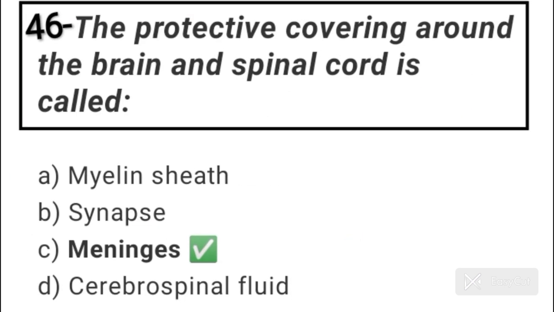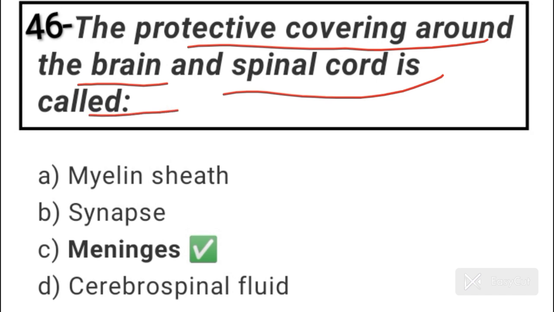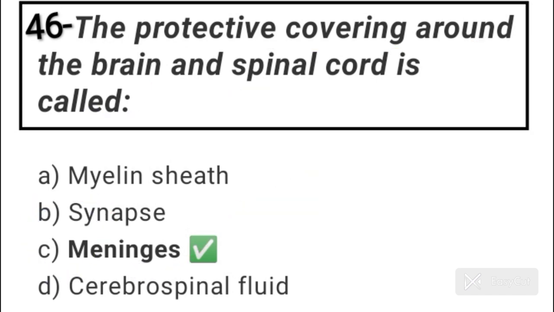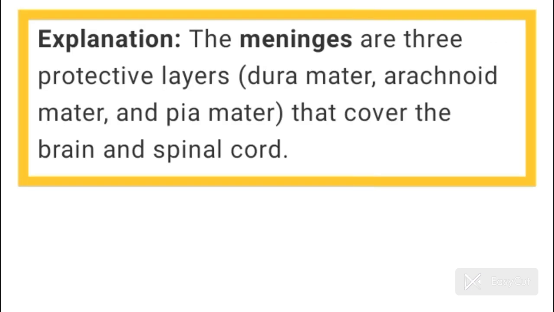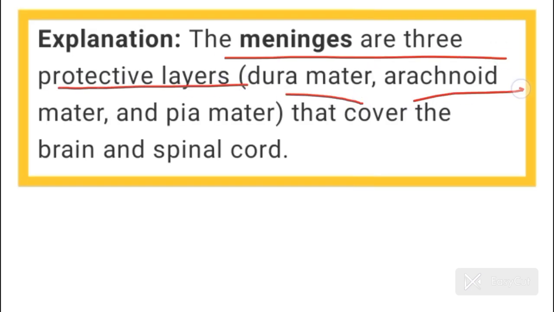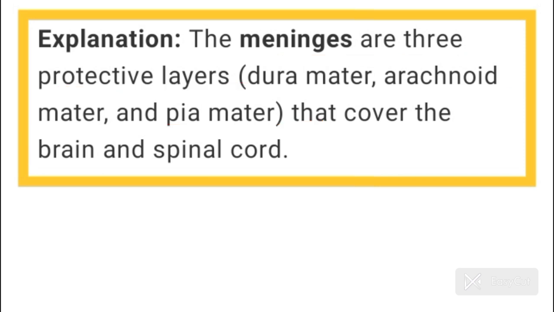Question number 46. The protective covering around the brain and spinal cord is called? Answer is option C. Meninges is the protective covering around the brain and spinal cord. The meninges are the three protective layers, dura mater, arachnoid, and pia mater, that cover the brain and spinal cord. Innermost layer is pia mater and outermost layer is dura mater.